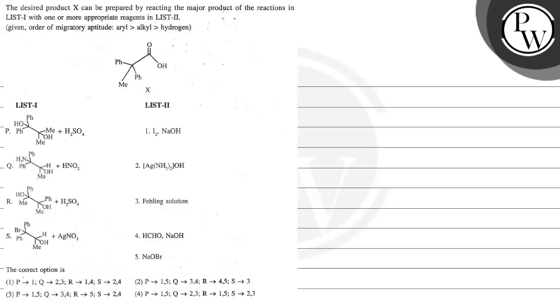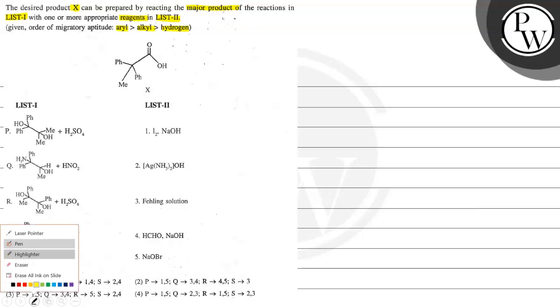So the question says the desired product X can be prepared by reacting the major product of the reactions in list 1 with one or more appropriate reagents in list 2, and given order of migratory aptitude aryl greater than alkyl greater than hydrogen. So here the structure of product X is given. So this is methyl, phenyl, phenyl, then carbon, then COOH. So list 1 has 4 reactions given and list 2 has 5 sets of reagents given.